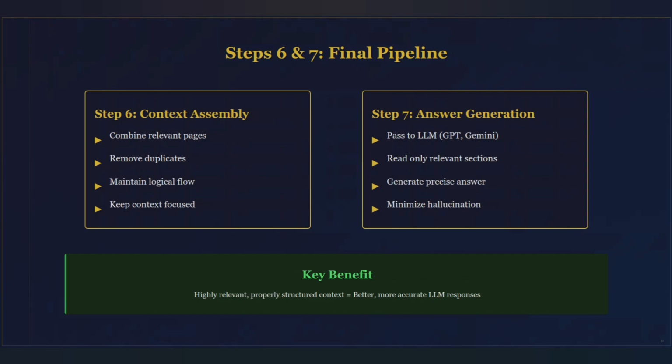Step 6, context assembly. Once PageIndex identifies the relevant pages, it combines them intelligently. It removes duplicate information, maintains logical flow, and keeps the context focused and concise. Step 7 is answer generation. The assembled context is passed to a large language model, like GPT or Gemini. The LLM reads only the relevant sections and generates a precise, contextual answer. Because the context is highly relevant and properly structured, the LLM produces better, more accurate responses with fewer hallucinations.